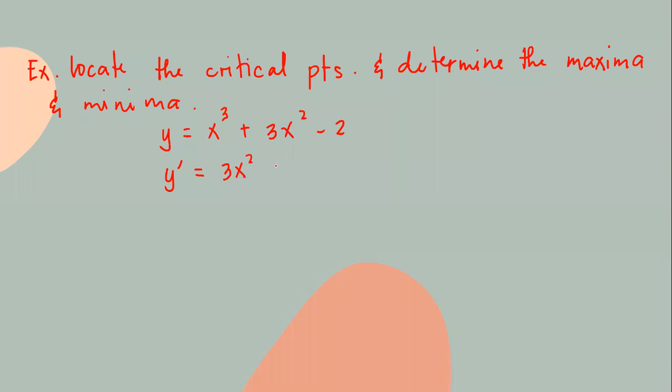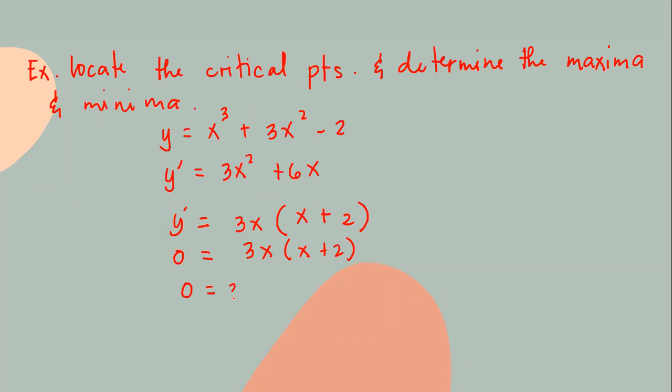3x squared plus 6x. Remember that the derivative of 2, which is a constant, is equal to 0. Then get the common factor of 3x squared plus 6x. Therefore, your y prime is equal to 3x times x plus 2. Let your y prime equal to 0. Therefore, 0 is equal to 3x times x plus 2. There will be two values for your x.